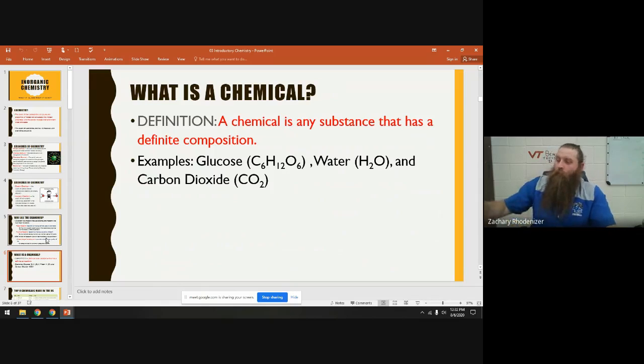Buckminster fullerene, right? Our big C66H100 and something. All right, it's always carbon and hydrogen, okay? So that's a chemical. It's just a substance with a definite composition.